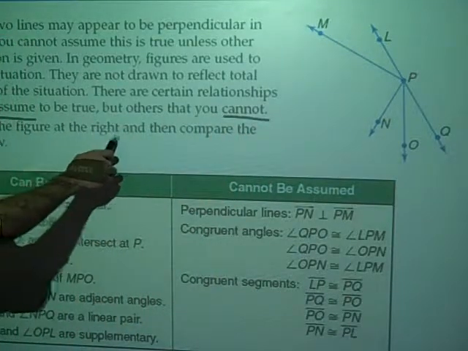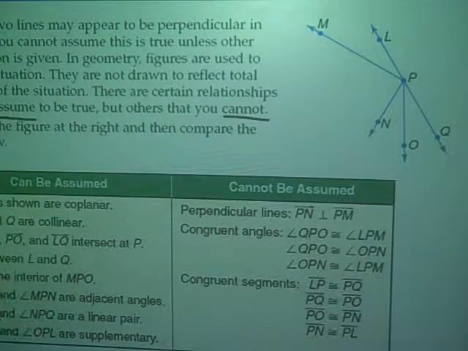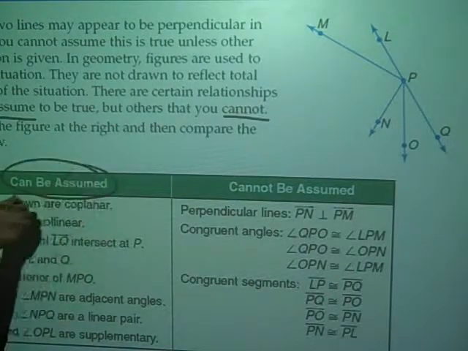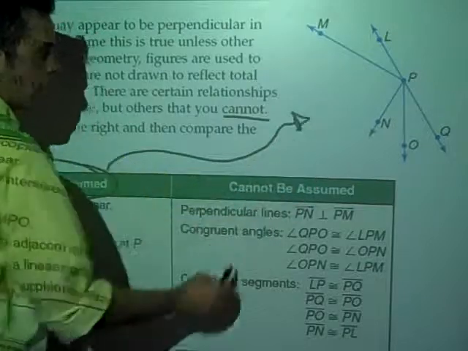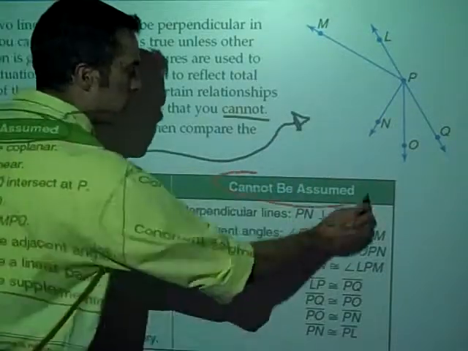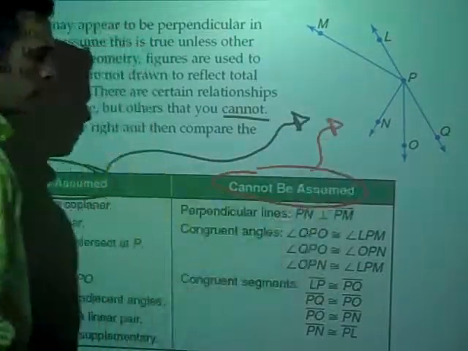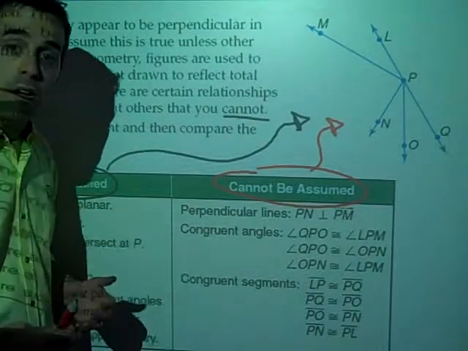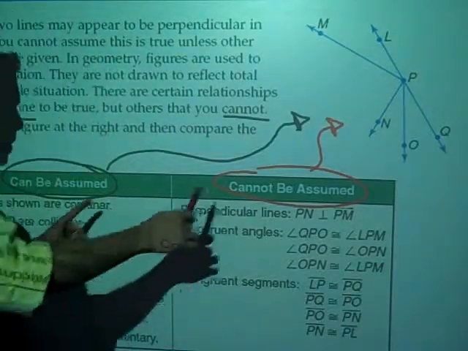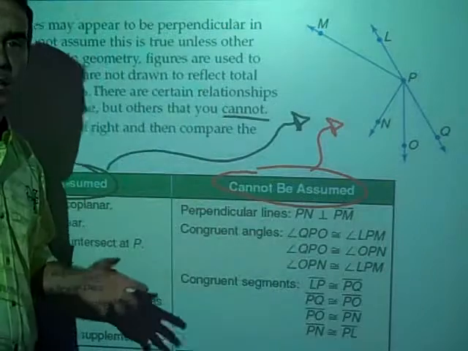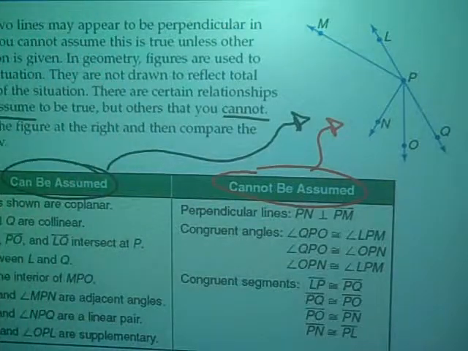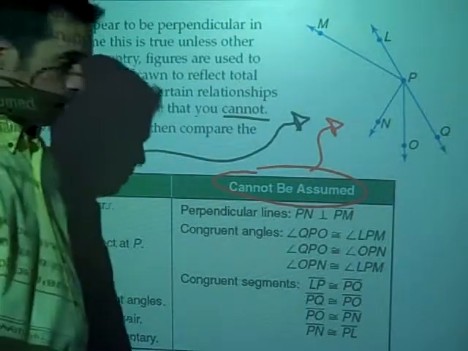Study the figure at the right and then compare the lists below. So this is what can be assumed from this picture, and this is what cannot be assumed from this picture. Take a moment, pause the video, read through these, and then we'll resume. That was your chance to pause.